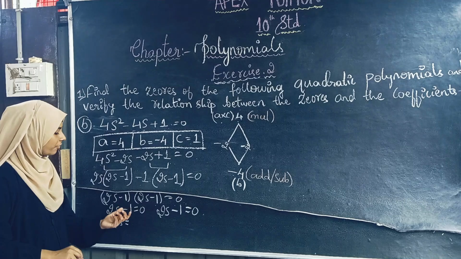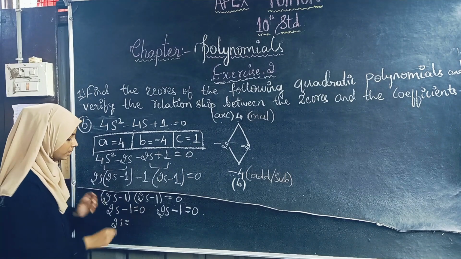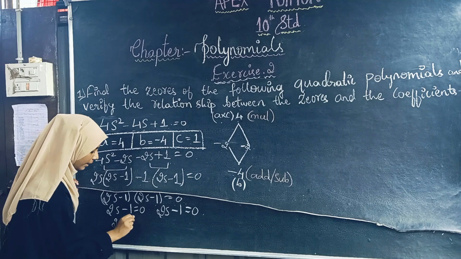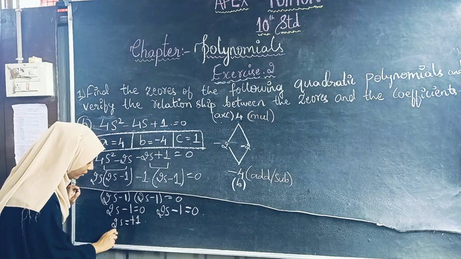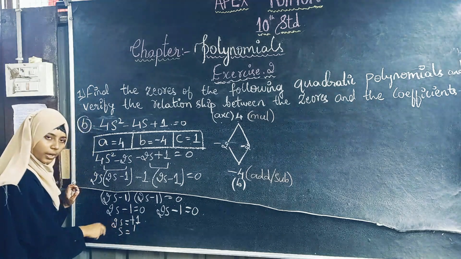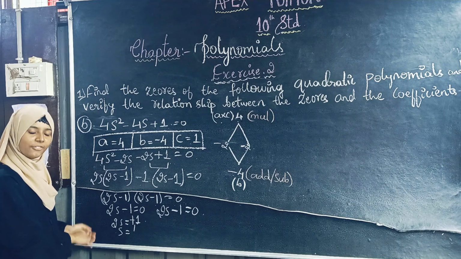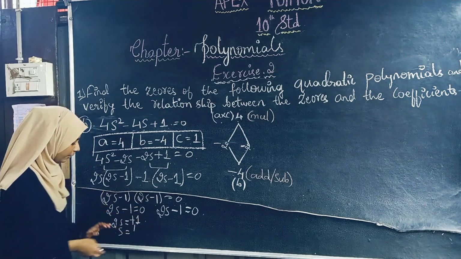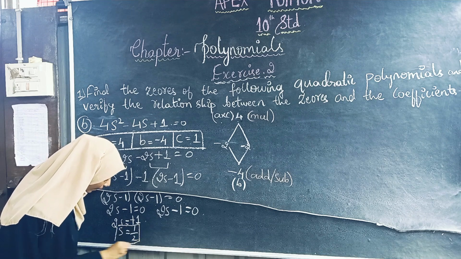If we shift minus 1 from LHS to RHS, the minus will become plus. Then this minus 1 becomes plus 1. Here s is equal to 1. Here a multiplication symbol is there. When multiplication goes from the left hand side to the right hand side, it will become division. Now the s value is 1 by 2.